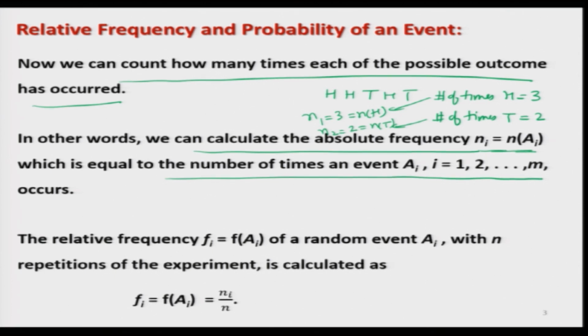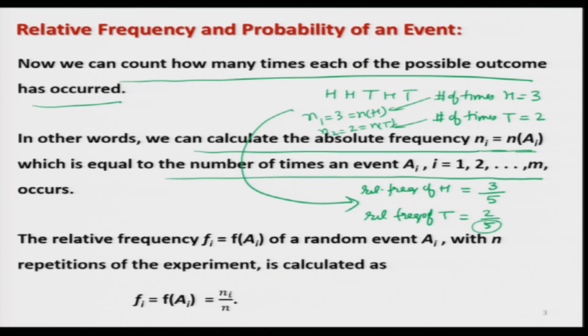Now, from this definition I can also find the relative frequency. For example, in this example, if I try to find out the relative frequency of occurring of head, this is going to be the number of times the head is occurring divided by the total number of times the experiment has been repeated, 5 times. And similarly, the relative frequency of tail is going to be 2 upon 5, that is the 2 times we are getting a tail, divided by the total number of times the experiment is repeated, which is 5.